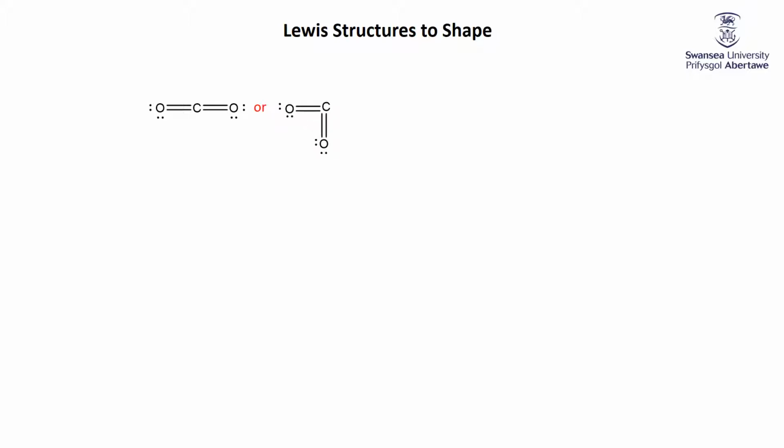But there would be absolutely no problem if anyone had drawn it like this, because these are both fine Lewis structures. They both show the important things that you get from Lewis structures. A carbon atom bonded to 2 oxygens. Those bonds are double bonds. Each oxygen has 2 lone pairs. Okay, so from a Lewis structure perspective, those are fine.